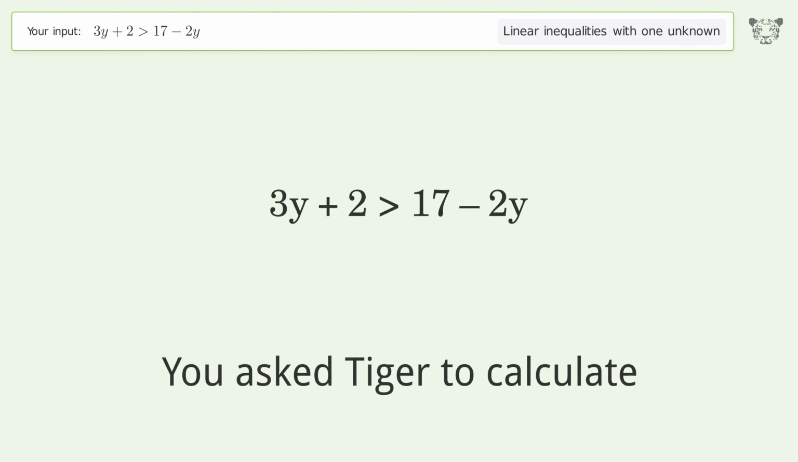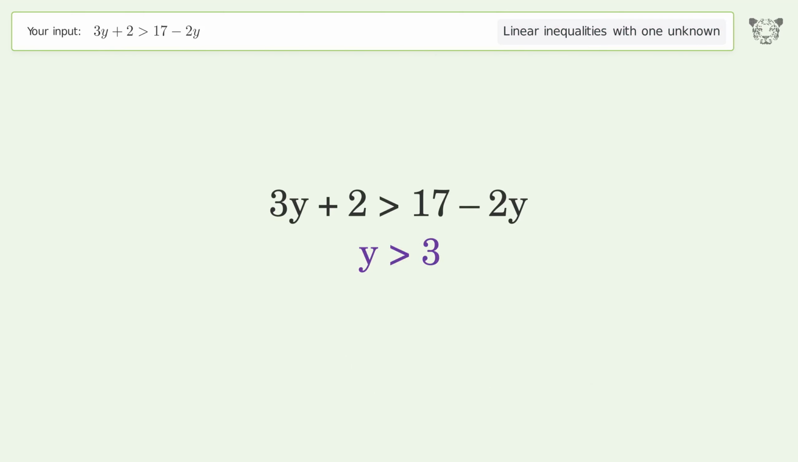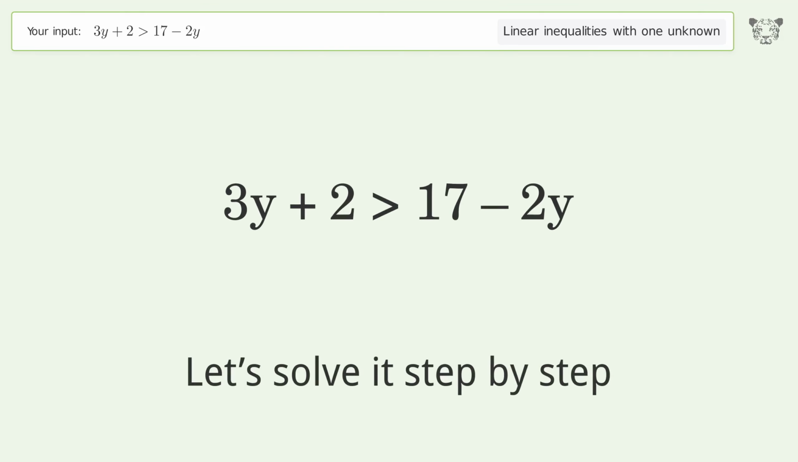You ask Tiger to calculate. This deals with linear inequalities with one unknown. The final result is y greater than 3. Let's solve it step by step.